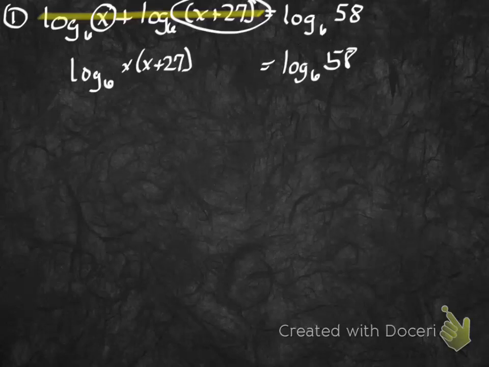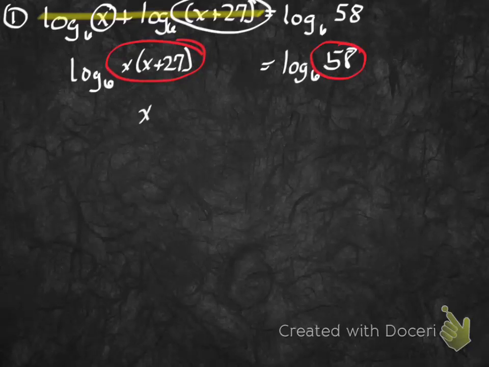So the next question asks us, is there a logarithm on both sides? Okay, so if there is a logarithm on both sides, that means that we are going to set the inside piece equal to each other. And so when we set these equal to each other, I'm going to go ahead and multiply that through. Gives me x squared plus 27x equals 58.